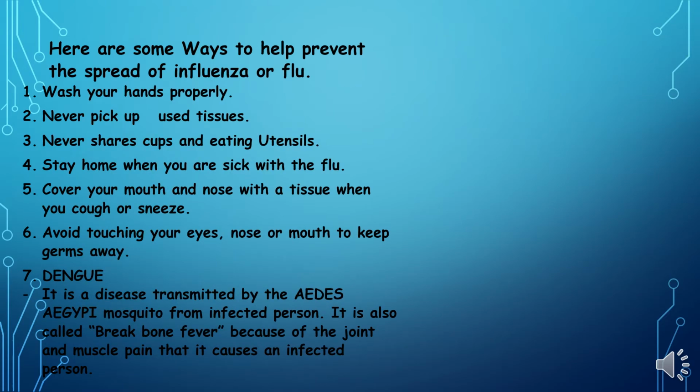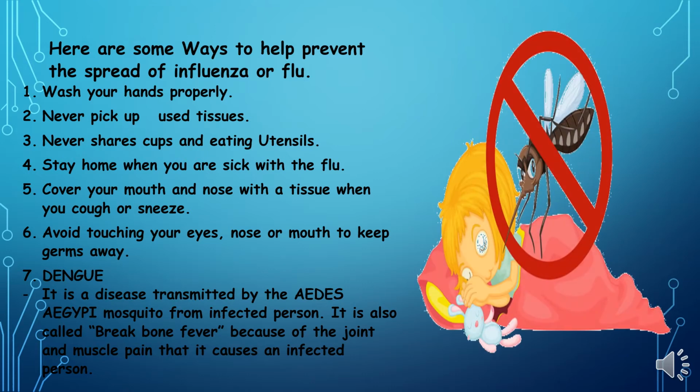Here are some ways to help prevent the spread of influenza or flu. Number 1. Wash your hands properly. Number 2. Never pick up used tissues. Number 3. Never share cups and eating utensils. Number 4. Stay home when you are sick with the flu. And number 5. Cover your mouth and nose with a tissue when you cough or sneeze. And number 6. Avoid touching your eyes, nose, or mouth to keep germs away.